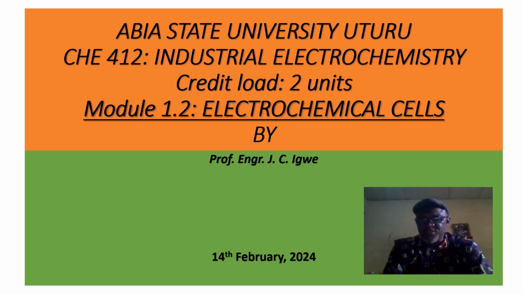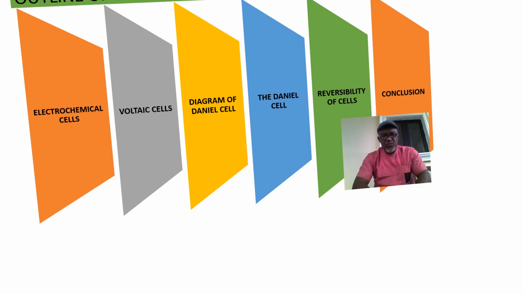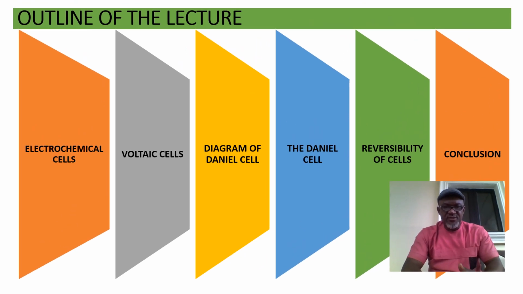Here comes module 1.2, electrochemical cells. We're going to look at what electrochemical cells are, examples, and of course functioning of electrochemical cells. We'll look at electrochemical cells, we'll look at voltaic cells. Voltaic cell is an example of electrochemical cell. We'll look at diagram of Daniell cell. Daniell cell is an electrochemical cell. We'll look at what is happening in the Daniell cell, then look at reversibility of reactions, and we'll conclude.